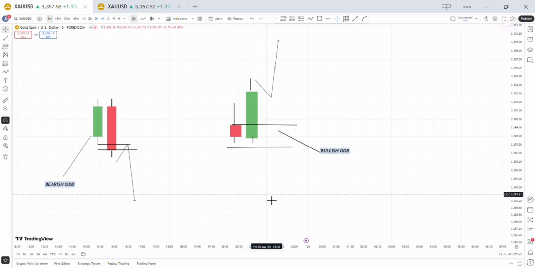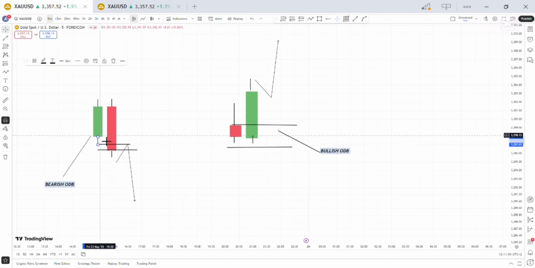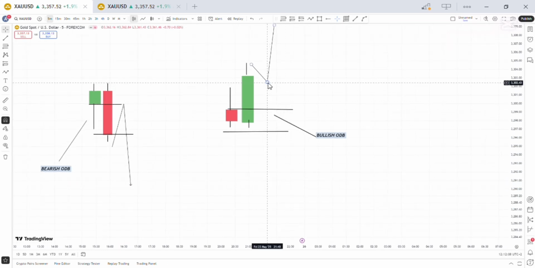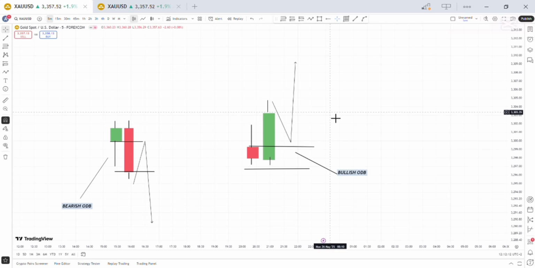Vice versa for the bearish one. If we have a shorter body like this, then a longer wick, our entry should be from the body so as to retrace back to it before pushing to the downside. Vice versa. This is the order block pattern and how to trade an order block.